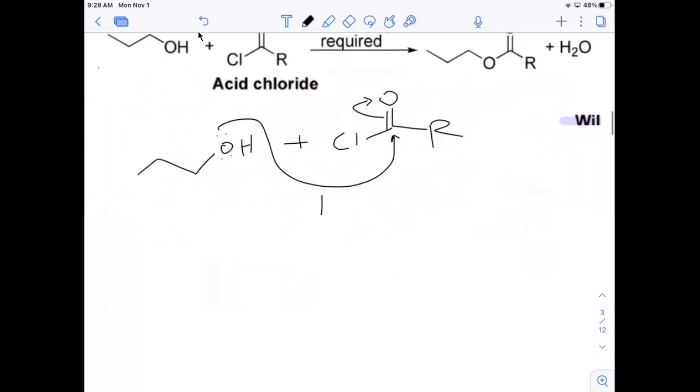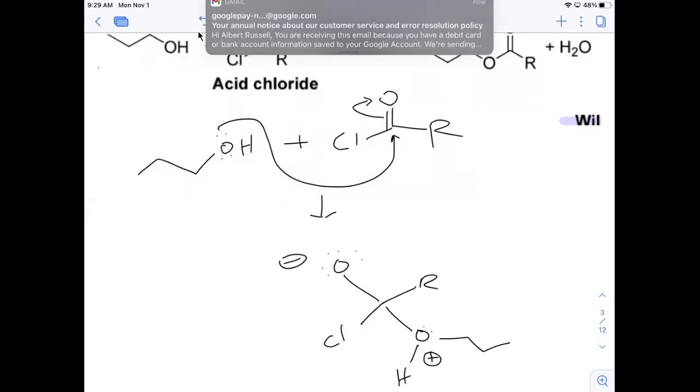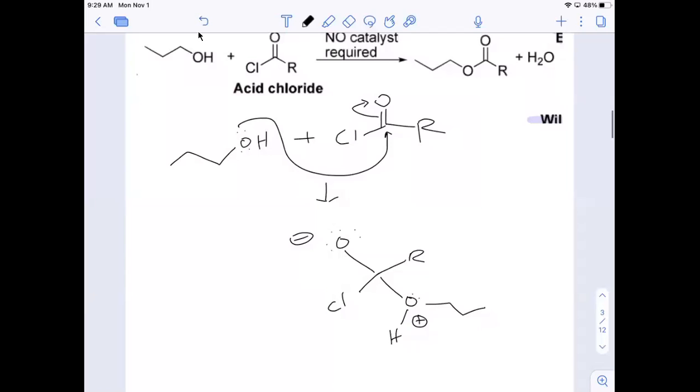What is that intermediate going to look like? Wouldn't it be the same as the last one? You're attaching that oxygen to the carbonyl carbon. That's negative. Is that right? And then you've got your R group here, chlorine here, and then your alcohol here. So this is my tetrahedral intermediate for this reaction, right?